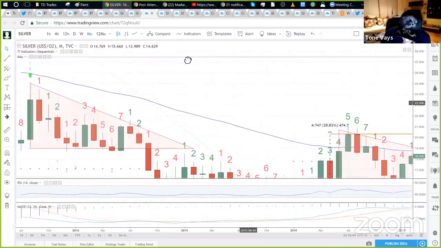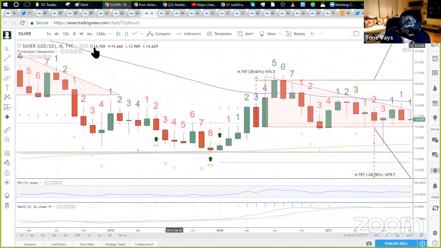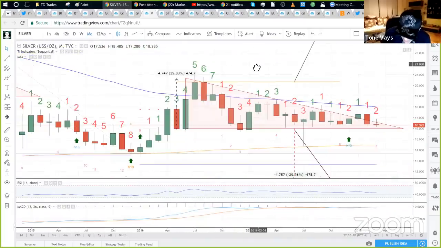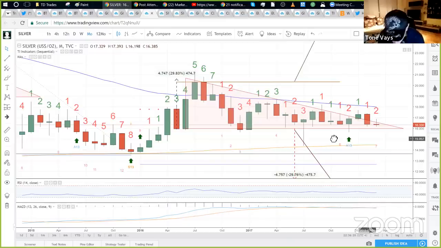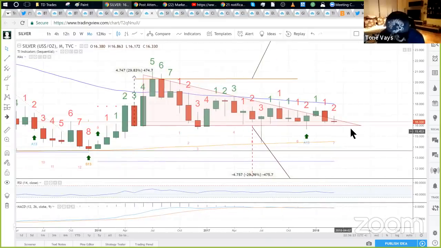But yeah, this is nice. Monthly candles, guys. 13.9 buy. Didn't make it to a 9. And now we're in this triangle. I drew this triangle months ago, probably 6 months. Still looks good to me.